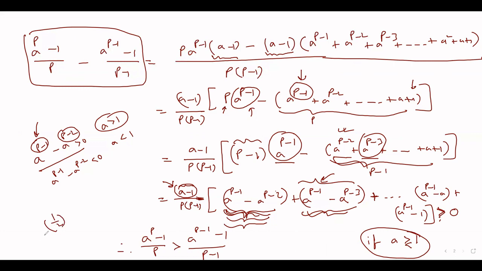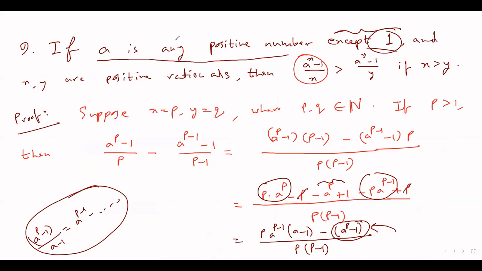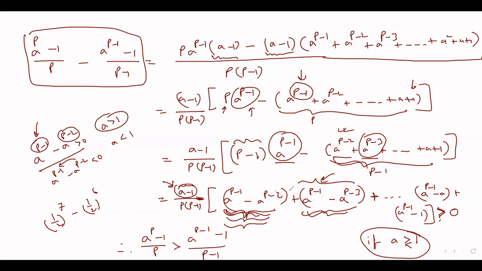Think of a number less than 1 and think of a power, for example, 7. Here you can see that p minus 1 is just 1 more than p minus 2. So if a is greater than 0, a is positive, right? Okay, then that's it. Here a is any positive number except 1. So now I think you are clear. So we have proved the claim for integer powers.